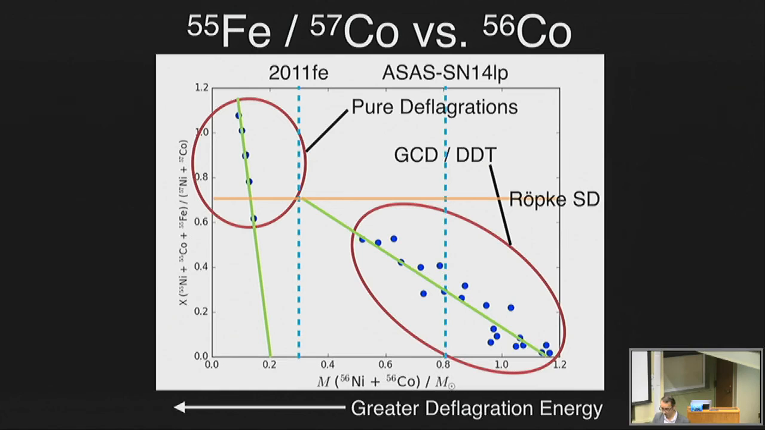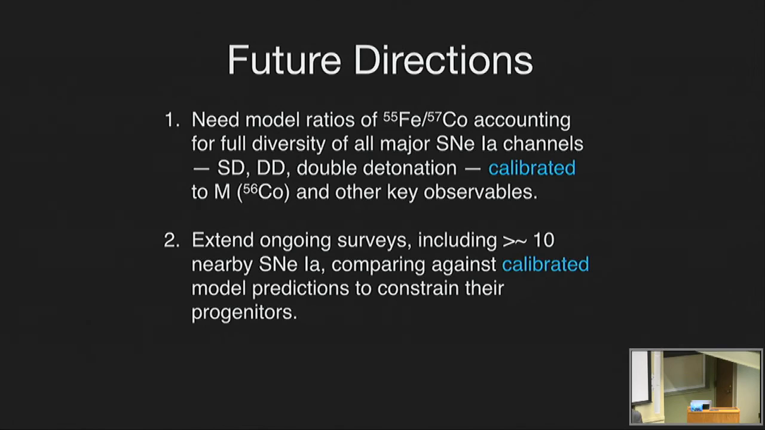So I just want to wrap up with a couple of points that I think are important current and future directions. On the modeling side, I think modelers need to really focus on this particular issue, because we need model ratios of iron 55 to cobalt 57 accounting for the intrinsic variability. I've talked only here about single degenerates, but we need them also for the other models, the double degenerates and the double detonations and other major classes, calibrated to cobalt 56 and other key intrinsic observables, so that we can stake out a firm prediction that the observers can test.